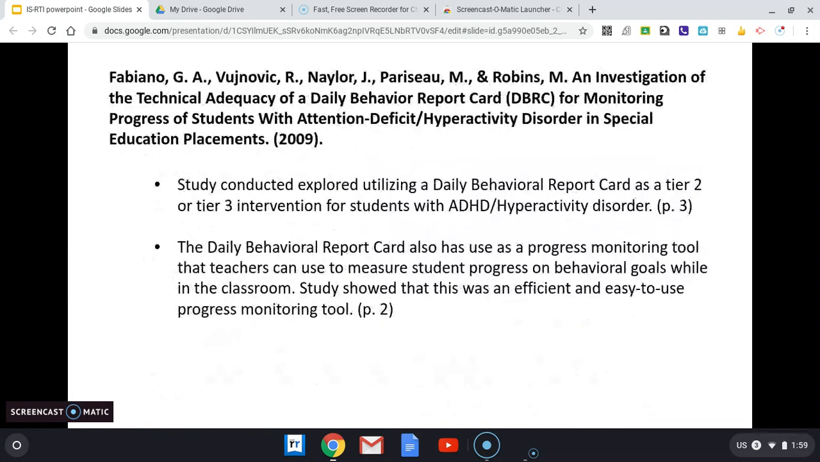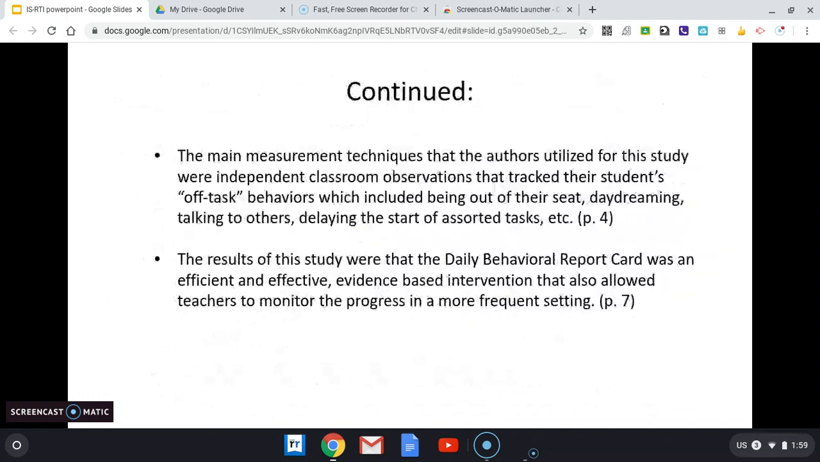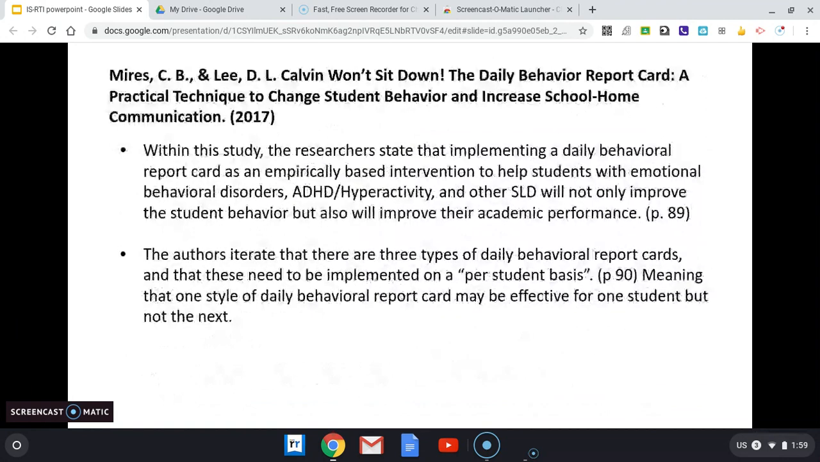The next thing I found was specifically dealing with students who have an ADHD or hyperactivity disorder. In special education, here we use daily behavior report cards as a progress monitoring tool for behavioral goals in the classroom as well as out of the classroom. Basically, they found that you're able to keep more frequent progress reports of those students and their behaviors.